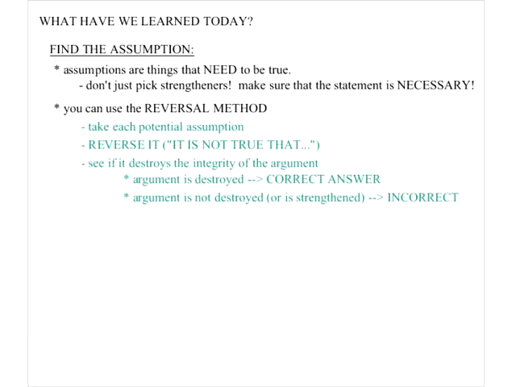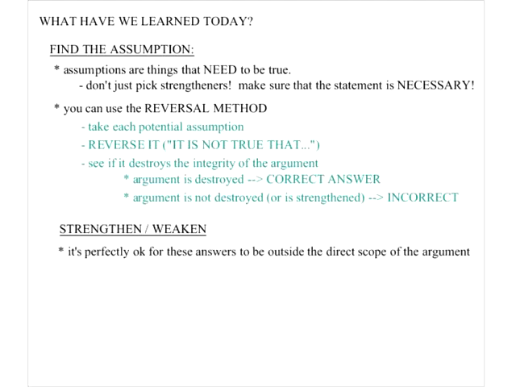Here's a recap of what we learned about strengthen and weaken. Two things. First of all, it's perfectly okay for these answers to be outside the direct scope of the argument. But also, the best weapon you have is to simplify the argument.